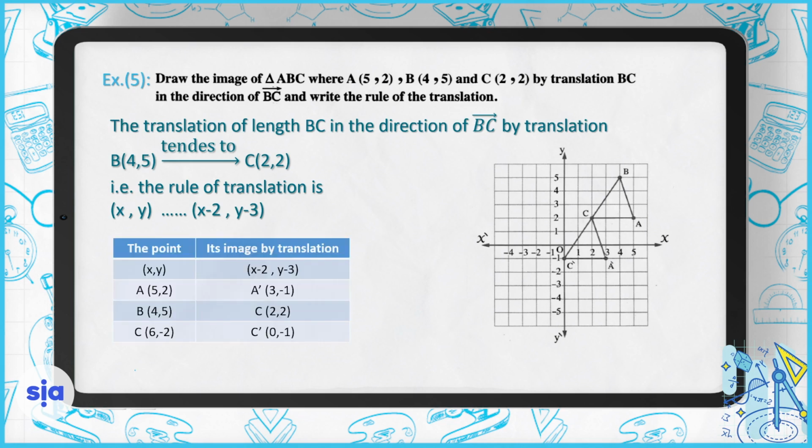So point A becomes A' (3, -1), point B becomes B' (2, 2), and point C becomes C' (0, -1). Then triangle A'B'C' is the image of triangle ABC by this translation.